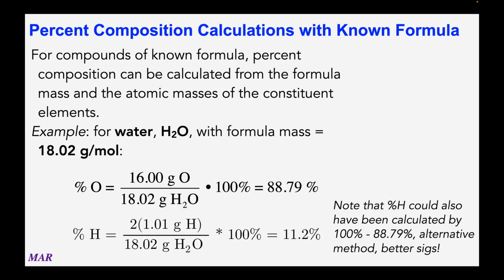So again, if you want to find elemental composition from a formula, first find the molar mass, in this case 18.02, and then the grams of the oxygen go on top, divided by the molar mass to find percent oxygen.